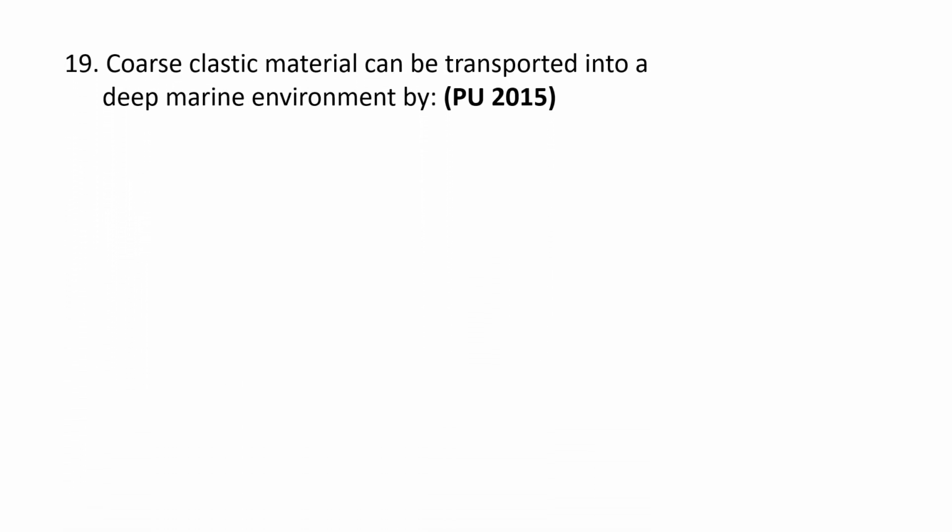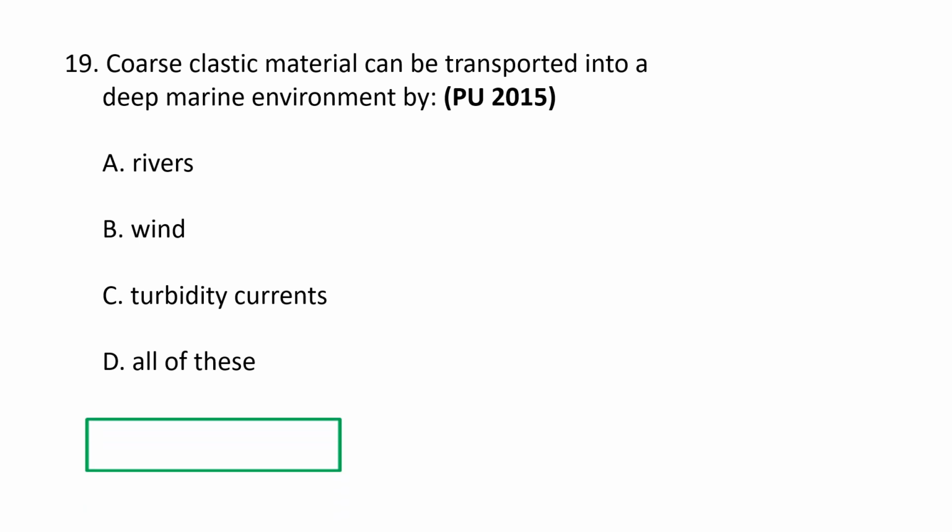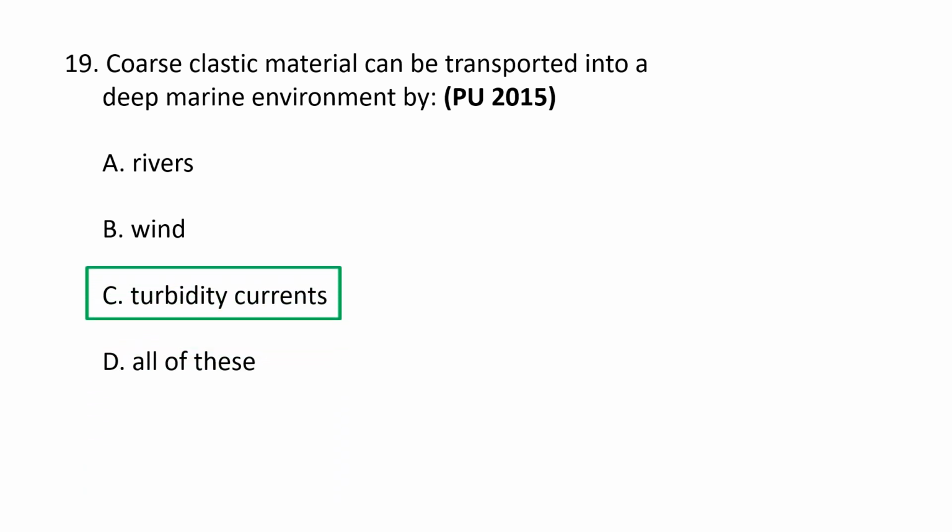Next question. Coarse clastic material can be transported into a deep marine environment by A, Rivers, B, Wind, C, Turbidity currents, D, All of these. Coarse clastic material can be transported into a deep marine environment by turbidity currents. So these turbidity currents are sediment-laden density-driven flows that move rapidly down slopes. C is the correct option.